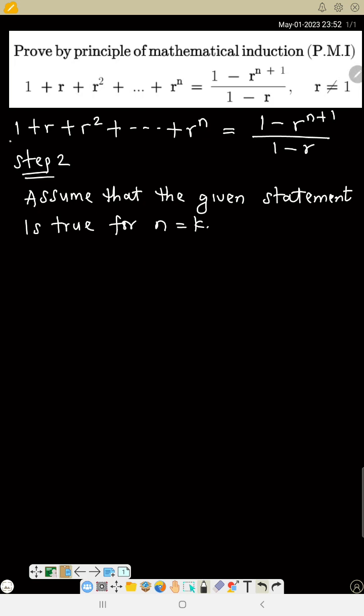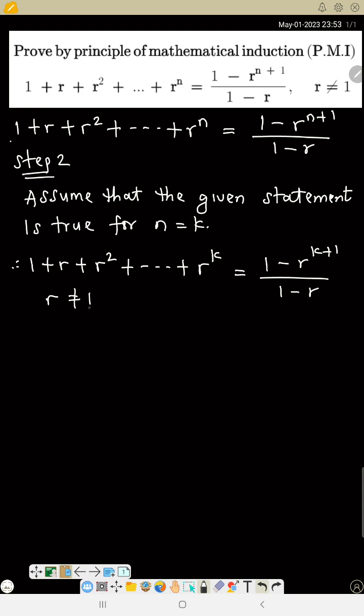So for n equals k, you rewrite everything here and replace your n with k. So this becomes 1 plus r square plus r raised to power k is equal to 1 minus r raised to power k plus 1 divided by 1 minus r for r not equal to 1. So we only rewrite all this and replace all the n with k. So that is for step 2.